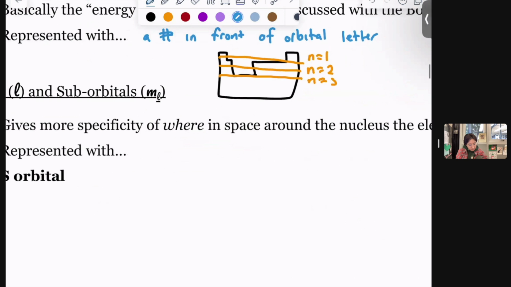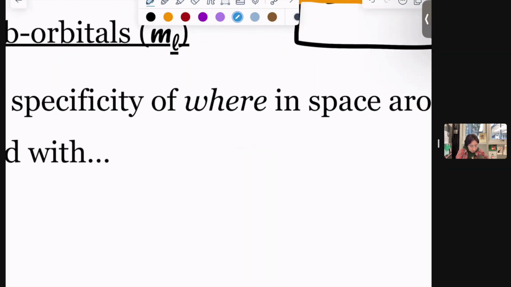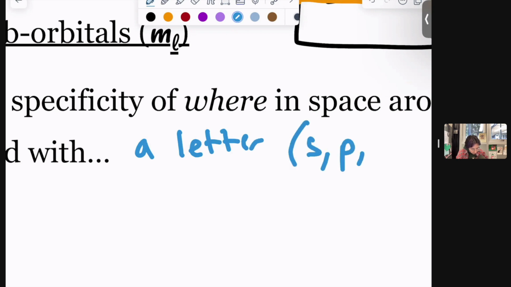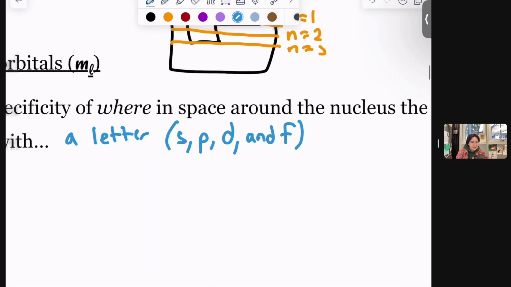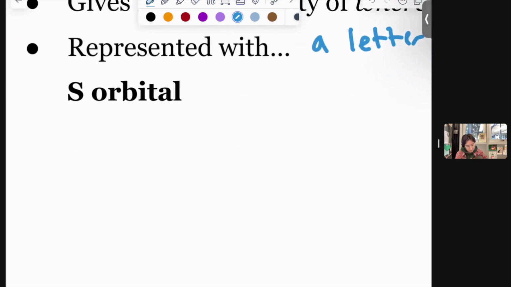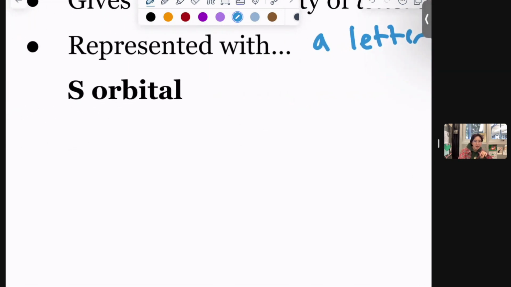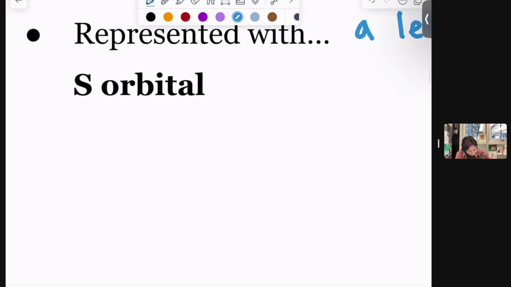We have different ones. They're represented with a letter. There are 4 types: S, P, D, and F. So these are different types of orbitals. Let's talk about them. We've got the s orbital. This is our starter pack orbital. Every period, every shell is going to have an s. It's a sphere shape.